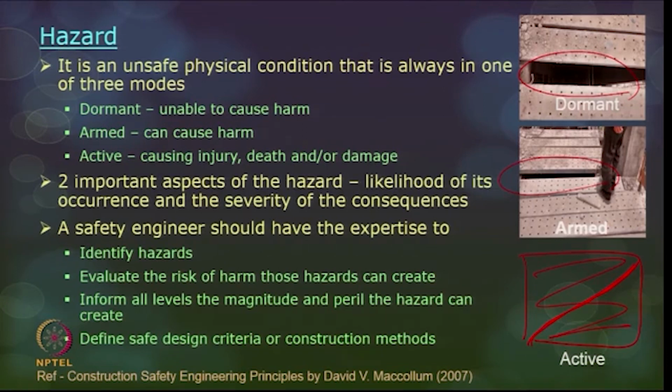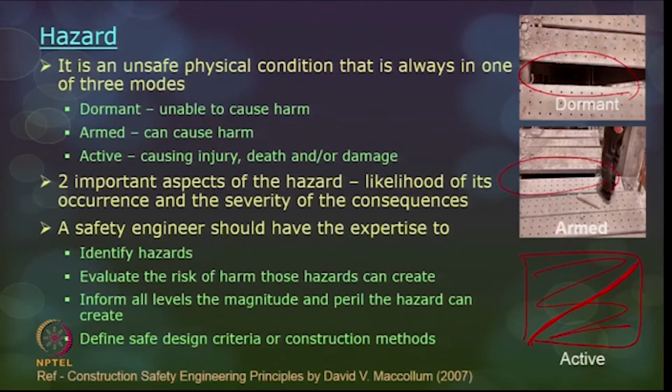Two important aspects you have to look into for a hazard: one is the likelihood of occurrence, and the next is the severity of the consequences. A safety engineer or a safety supervisor should have the expertise to identify hazards. If these are the tasks planned for a particular week, he should be able to identify the critical operations to be carried out, the different hazards in those operations, and the risk of harm those hazards can create.